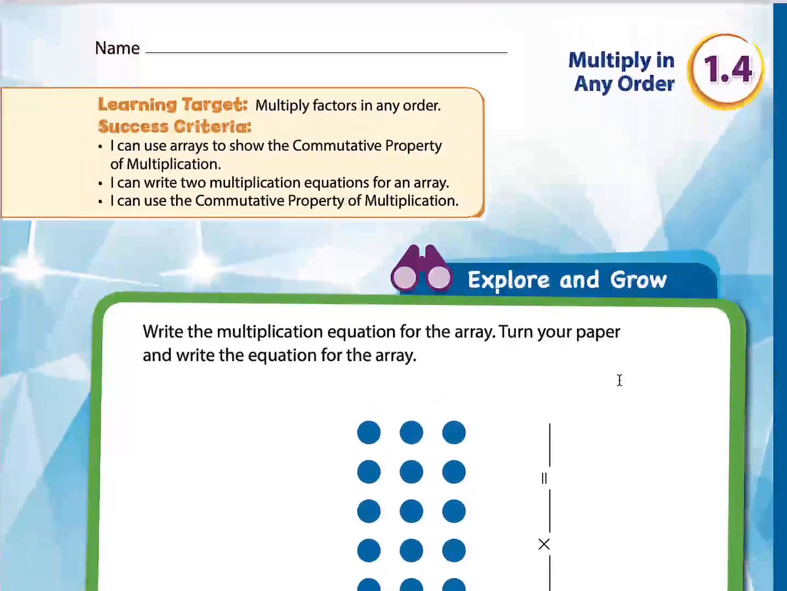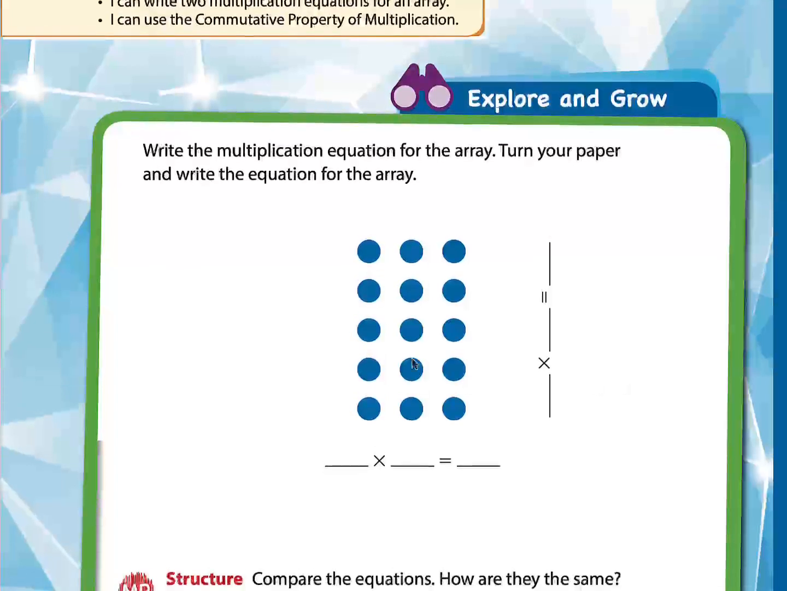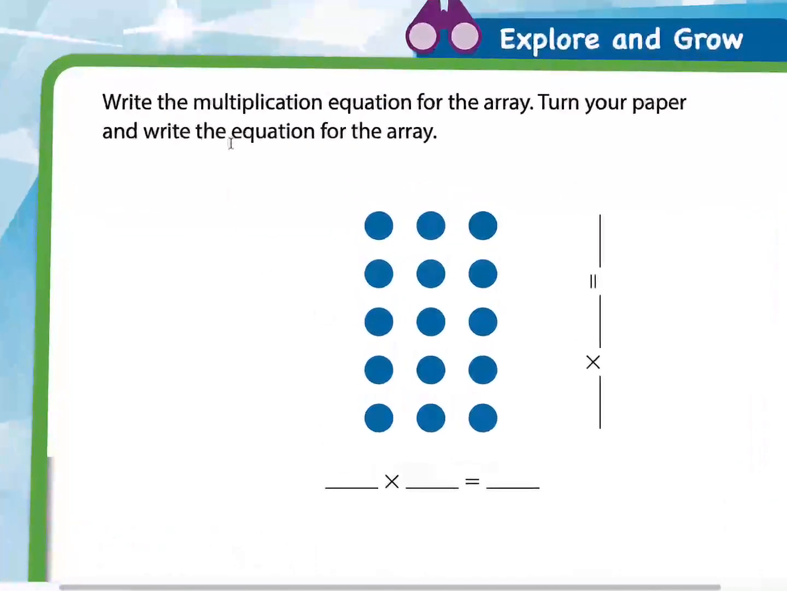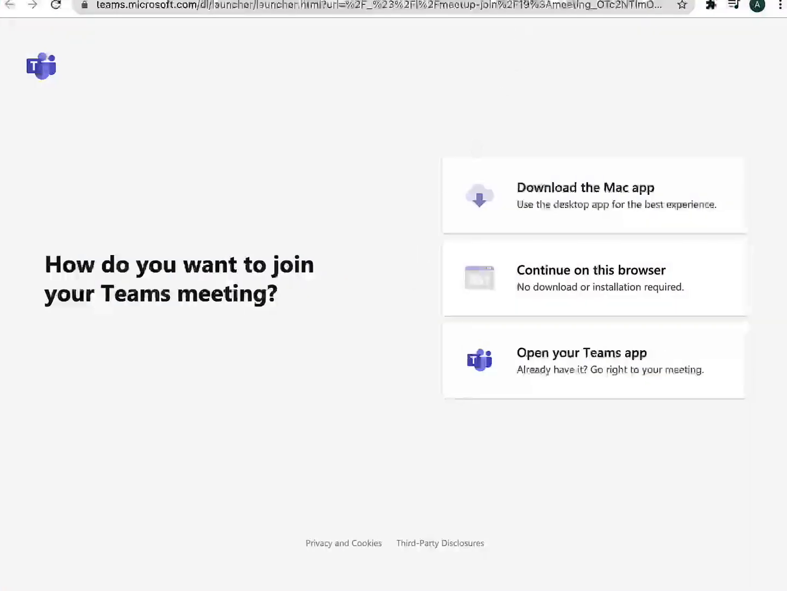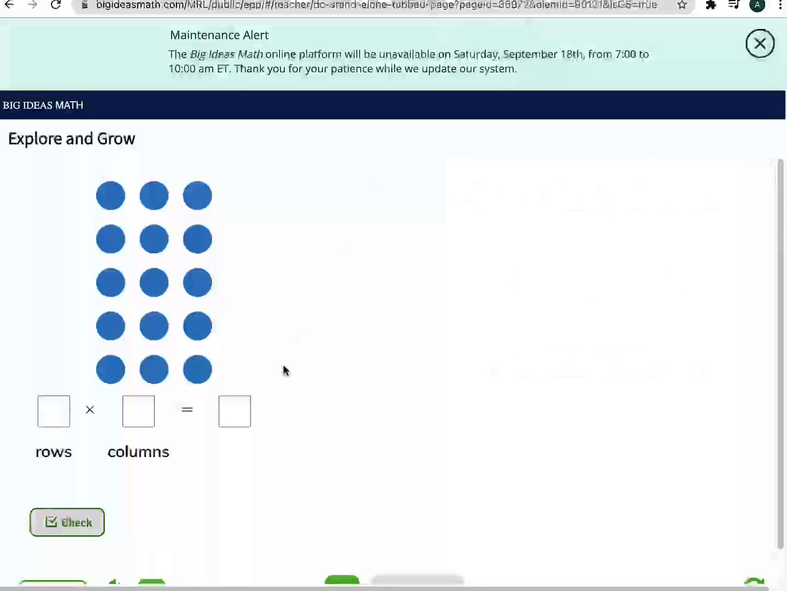Okay, so in this page, we have this question. We need to write the multiplication equation for the array, then turn the paper and write the equation for the array. Okay, let's do this first using this page. Let's solve it here.